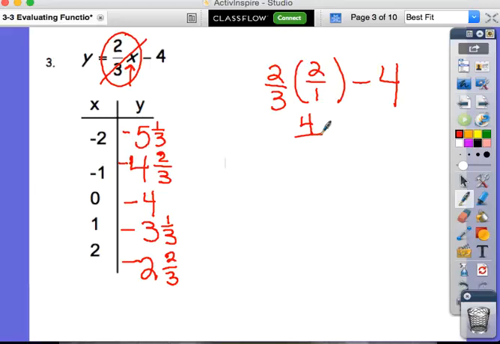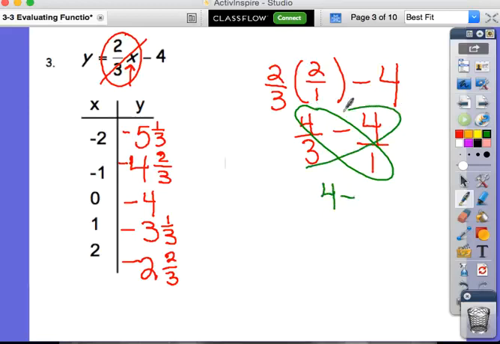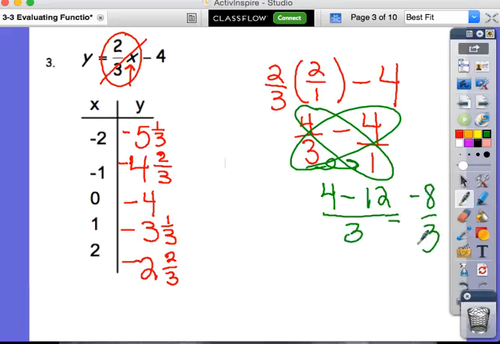Okay, so 4 over 3 minus 4. All right, and then do the little dance. So 4 times 1 is 4 minus 12 over 3. 4 minus 12 is -8. -8 over 3. Is that -2 and 2/3? Yep, it sure enough is. Very good. Awesome.